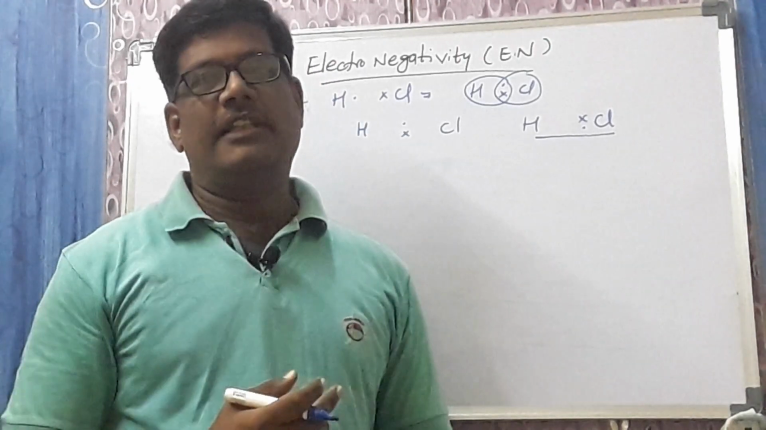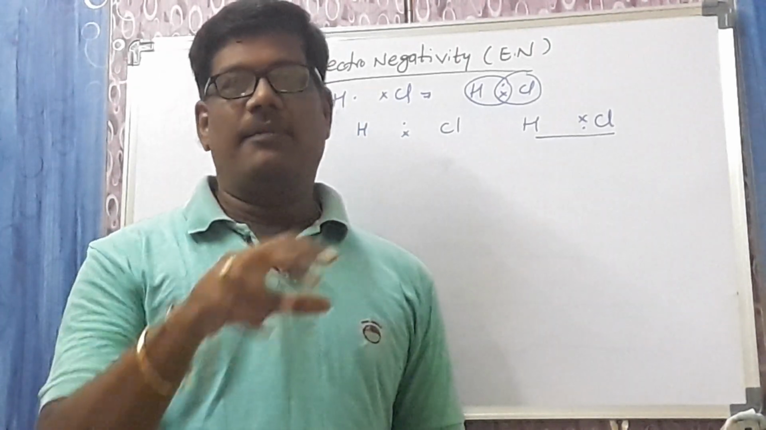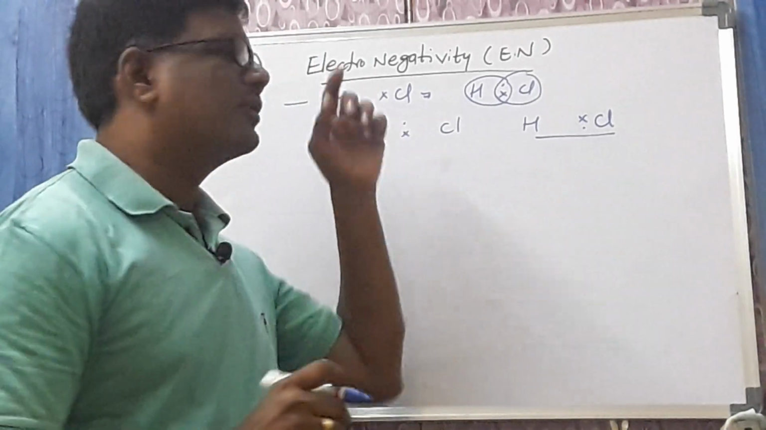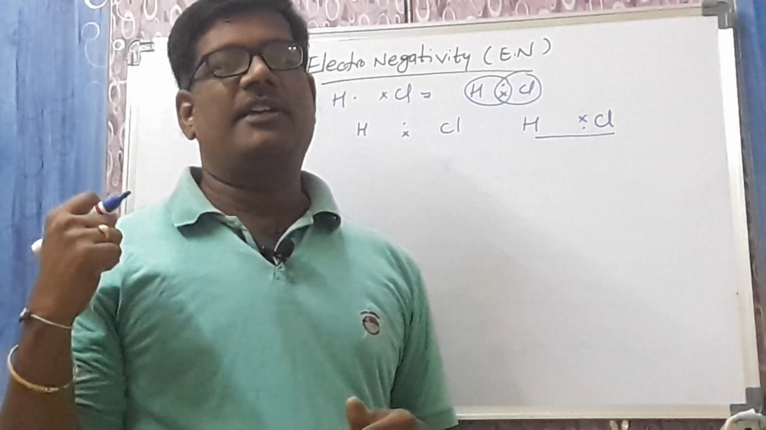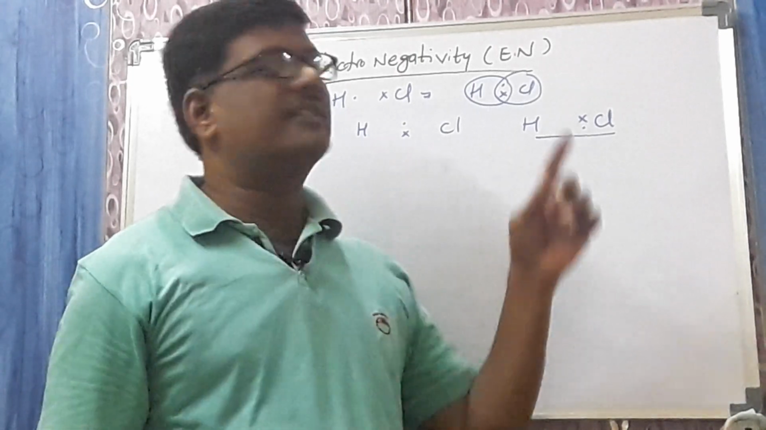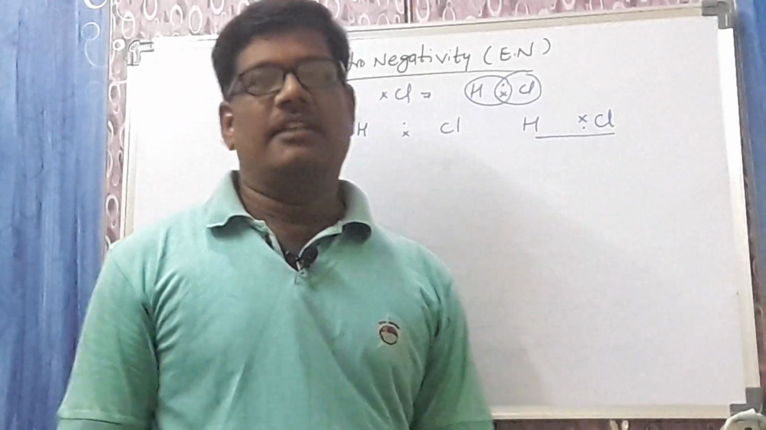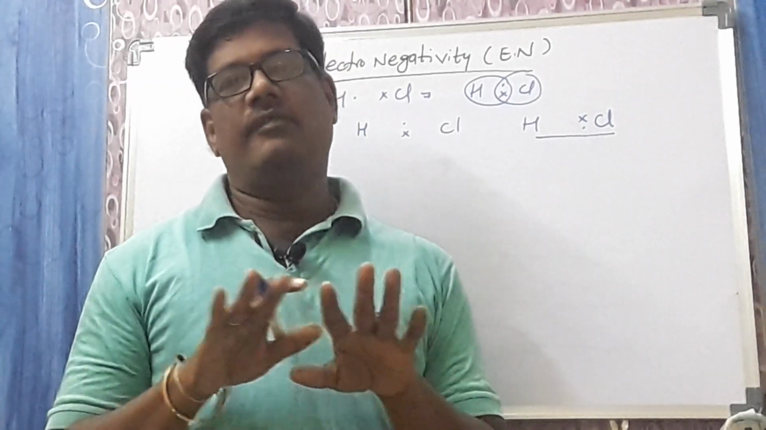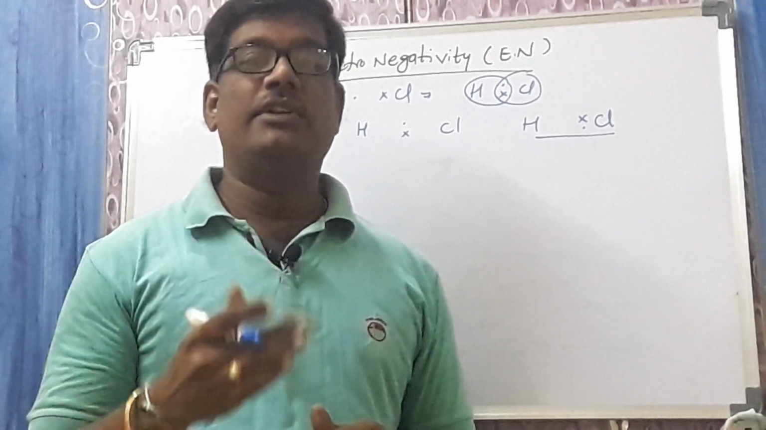So what is the definition of electronegativity? The ability to attract the paired electrons towards itself is called electronegativity. It attracts the pair of electrons towards itself. This ability is called electronegativity. What are the units for electronegativity? Electronegativity does not have any units. It is a unitless phenomenon.